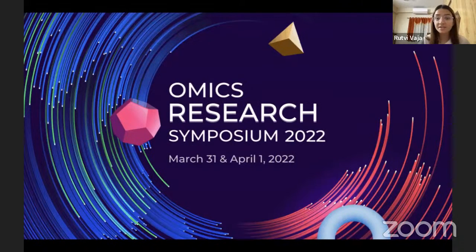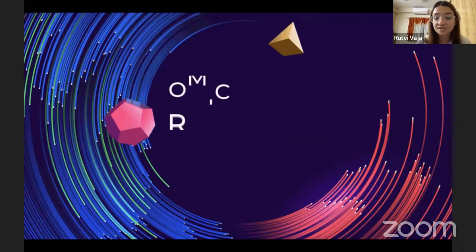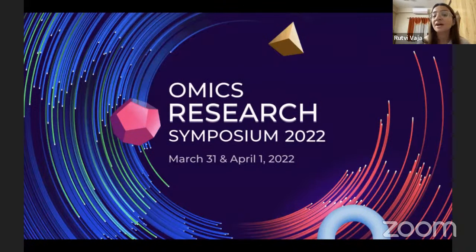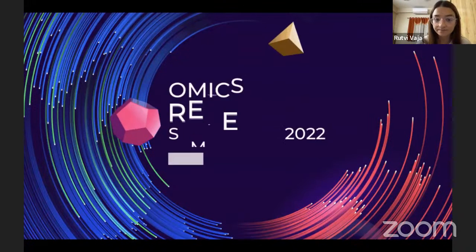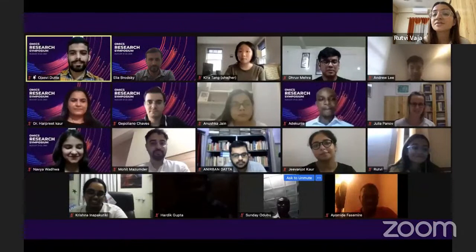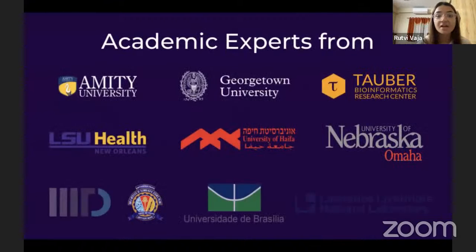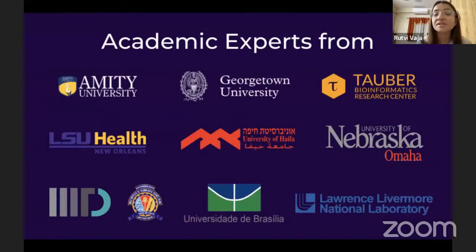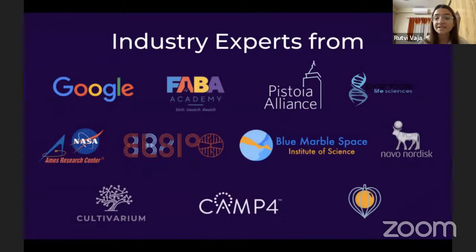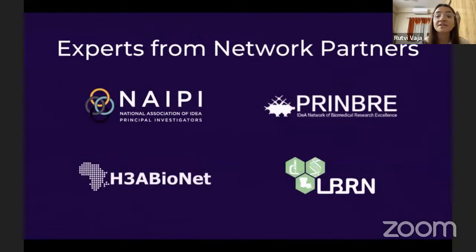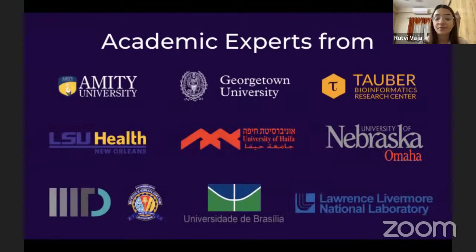One of the most happening things is the OmicsLogic Research Symposium 2022 on March 31st and April 1st, 2022. In the symposium, we will be discussing various aspects of machine learning, artificial intelligence, bioinformatics, and astrobiology as one of the most evolving fields these days. We have academic experts from Amity University, Georgetown University, Tauber Bioinformatics Center, Premas Life Sciences, and Faba Academy. We have speakers from Google. We have experts from networking partners such as LBRN, H3A, Bionet, and further on.